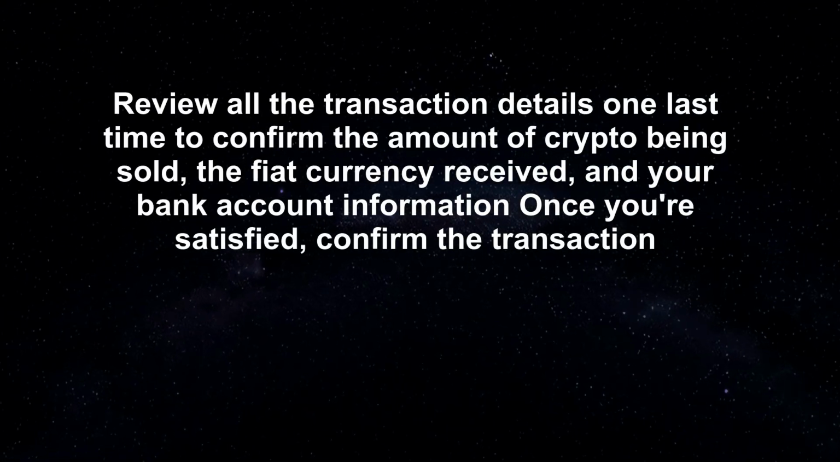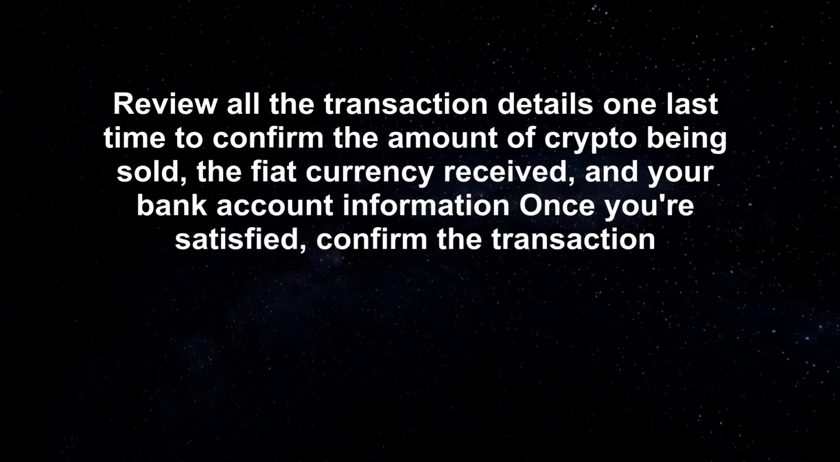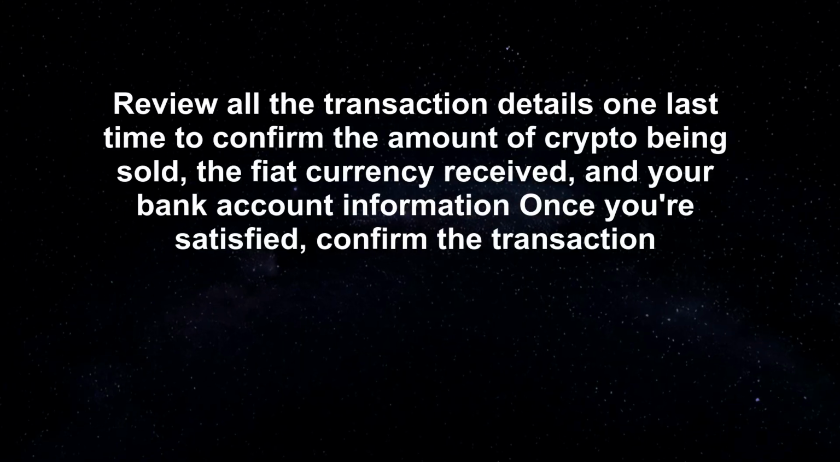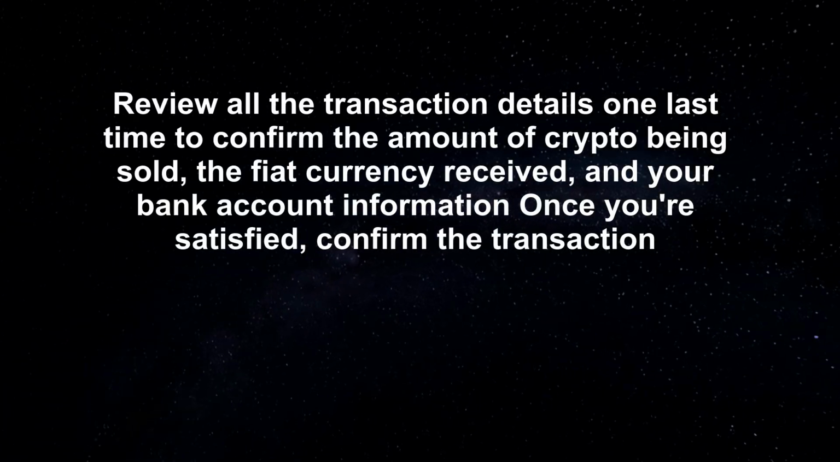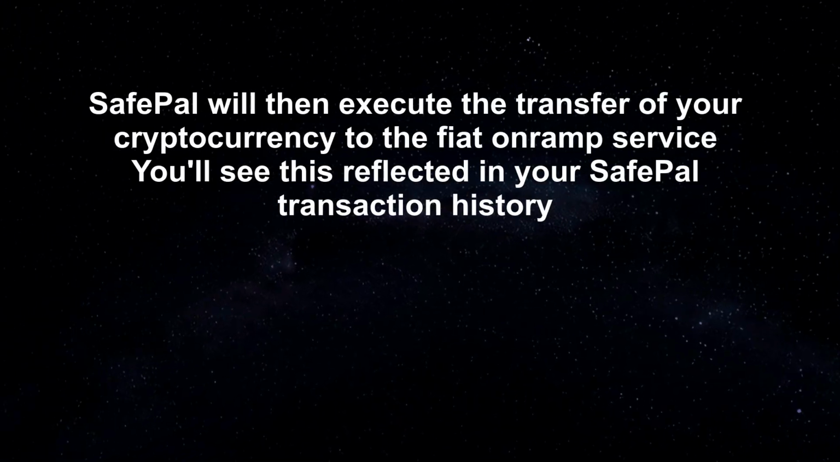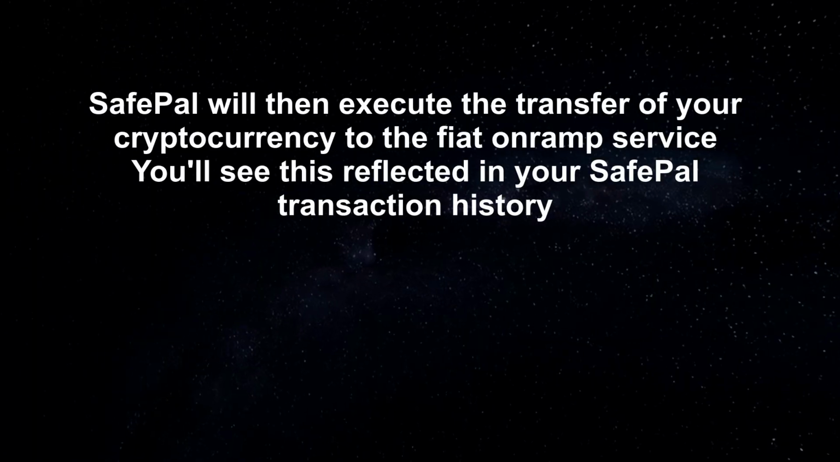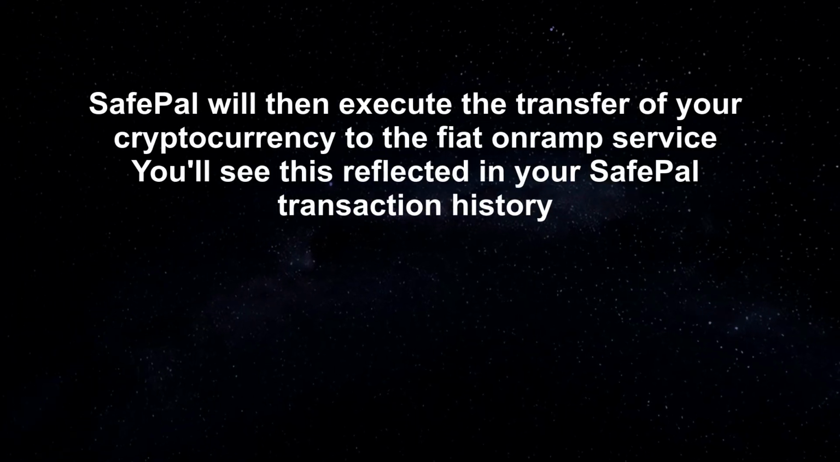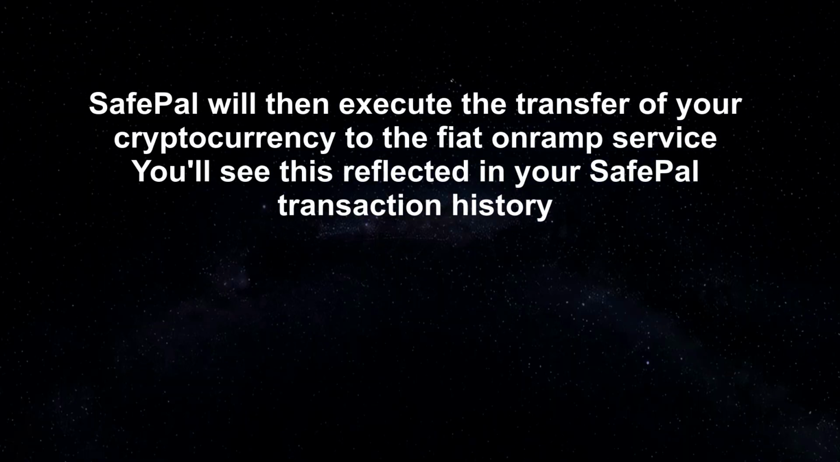Review all the transaction details one last time to confirm the amount of crypto being sold, the fiat currency received, and your bank account information. Once you're satisfied, confirm the transaction. SafePal will then execute the transfer of your cryptocurrency to the Fiat on-ramp service. You'll see this reflected in your SafePal transaction history.